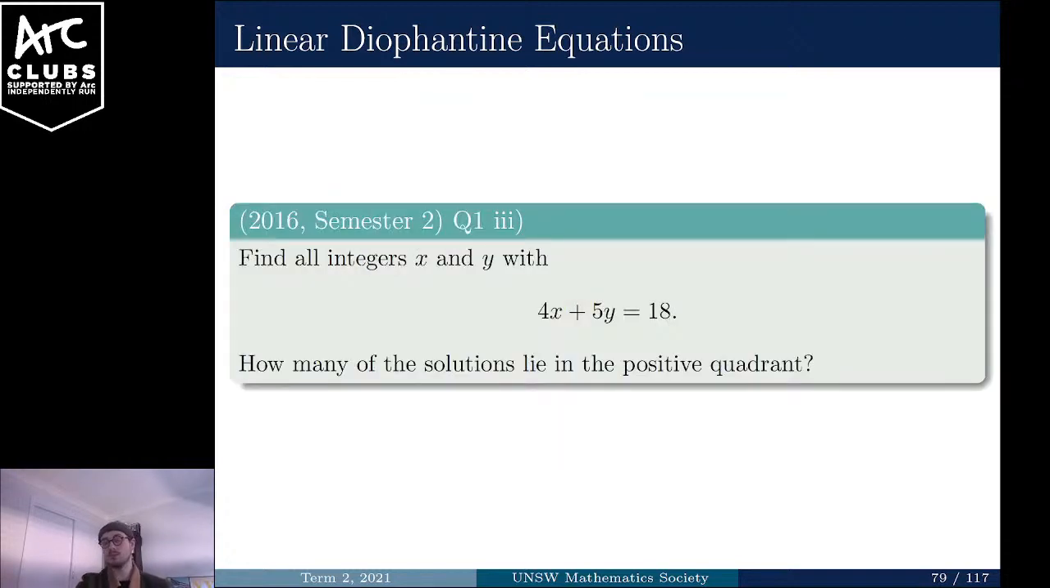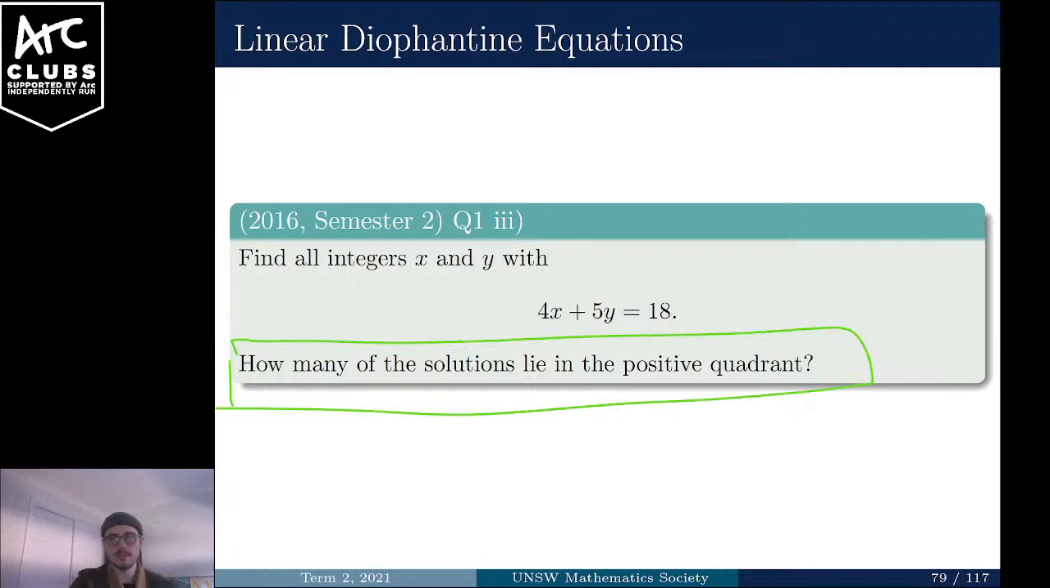It's funny you say that. We're going to do this, and I guess this kind of answers your question in a sense as well. So find all integers x and y with 4x plus 5y equal to 18. How many of these solutions lie in the positive quadrant? We'll get to that in a second. First of all, let's find all the solutions x and y. I realize it sounds like a funny sentence. Let's just do it.